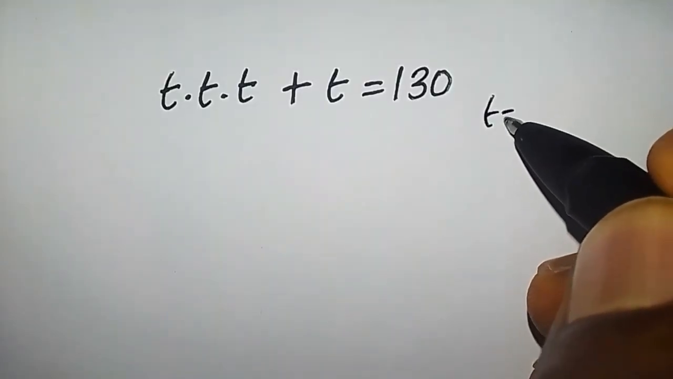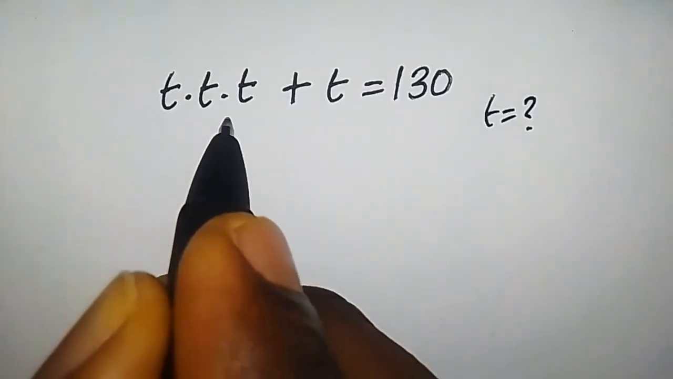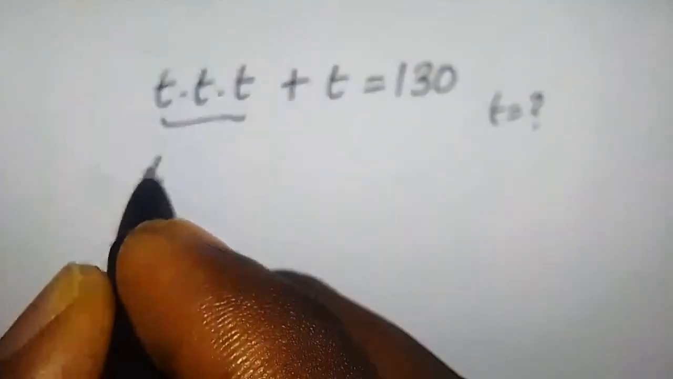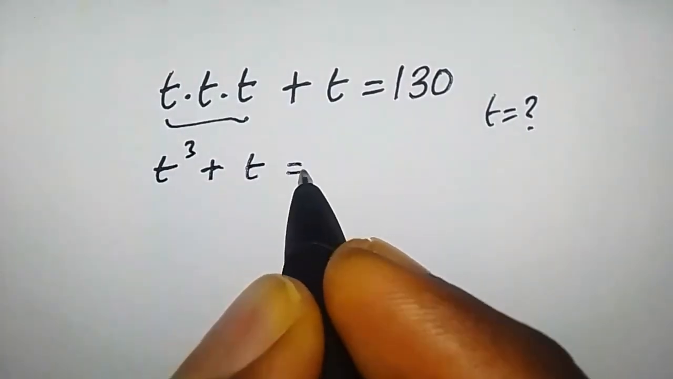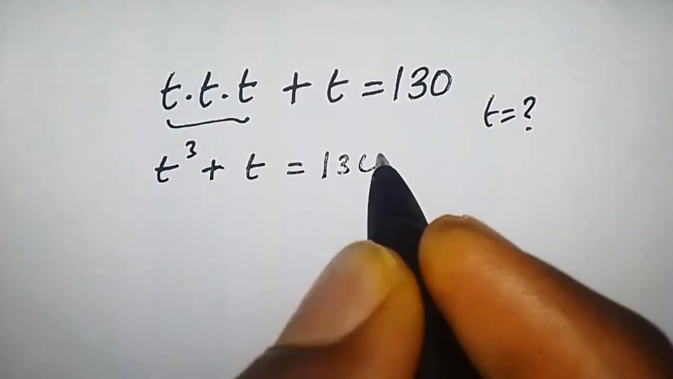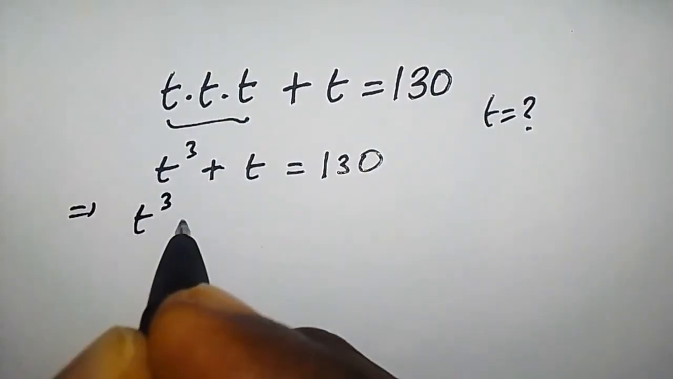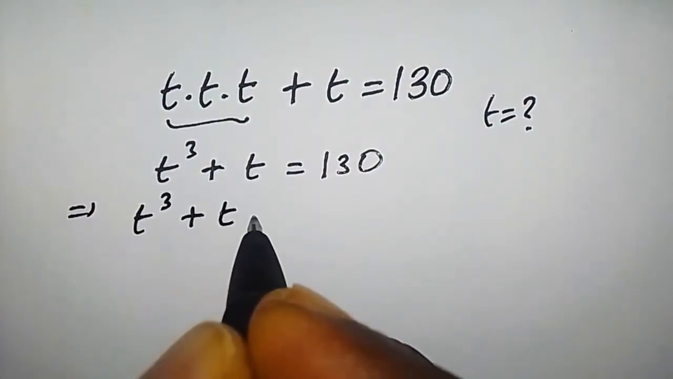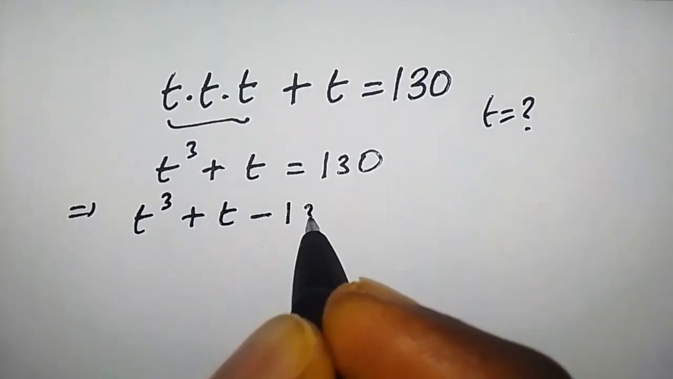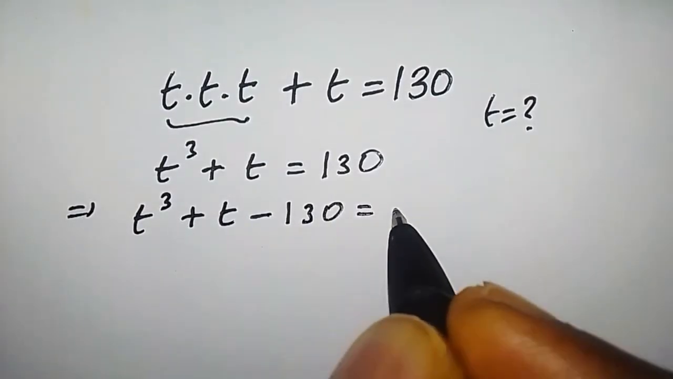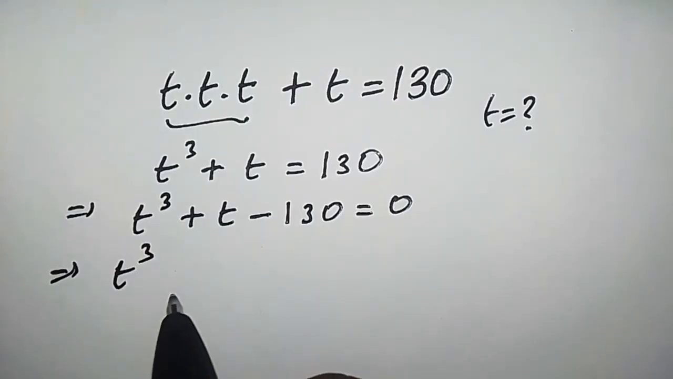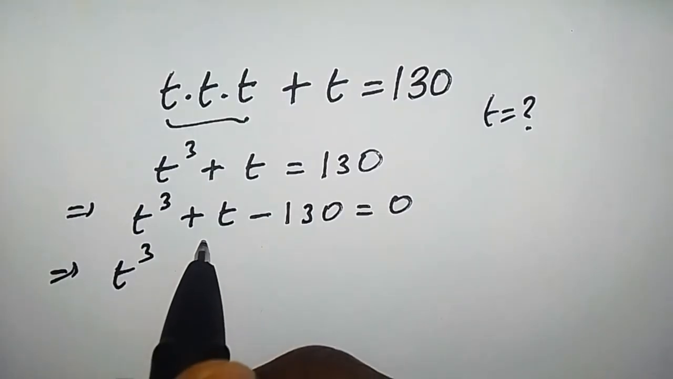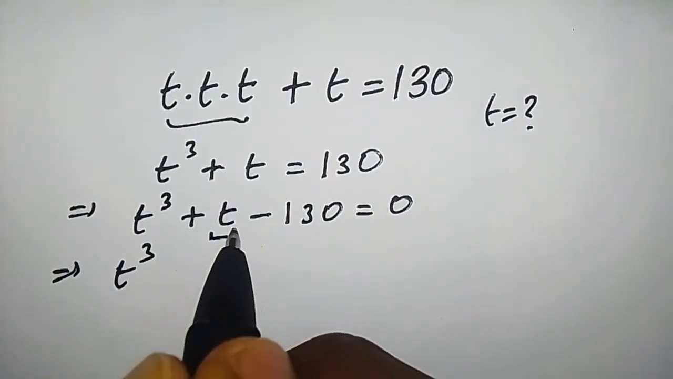How do we find the value of t? t times t times t could be written as t to the power of 3, plus t equal to 130. t to the power of 3 plus t minus 130 equal to 0. Now, let us focus our attention on t.